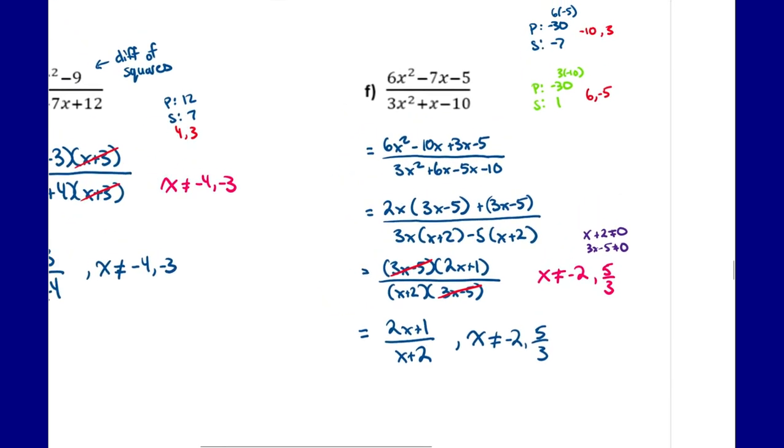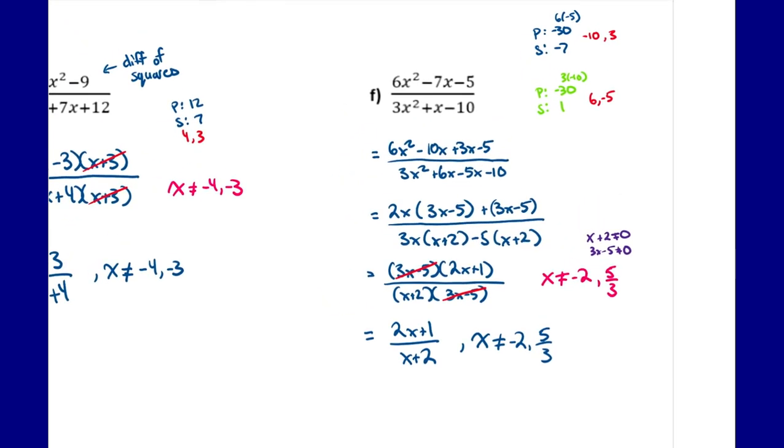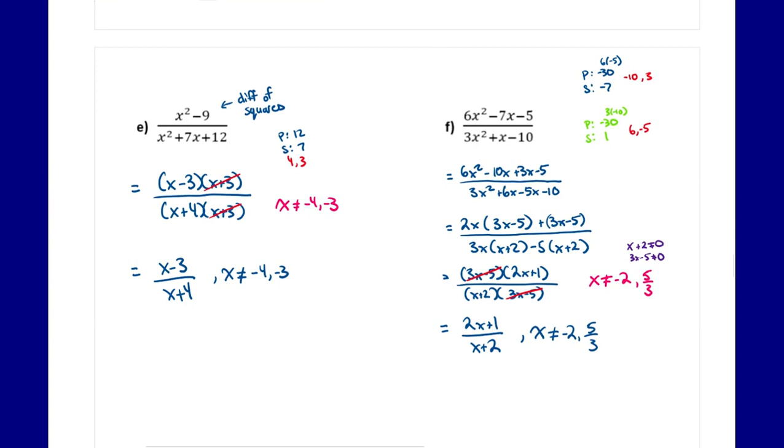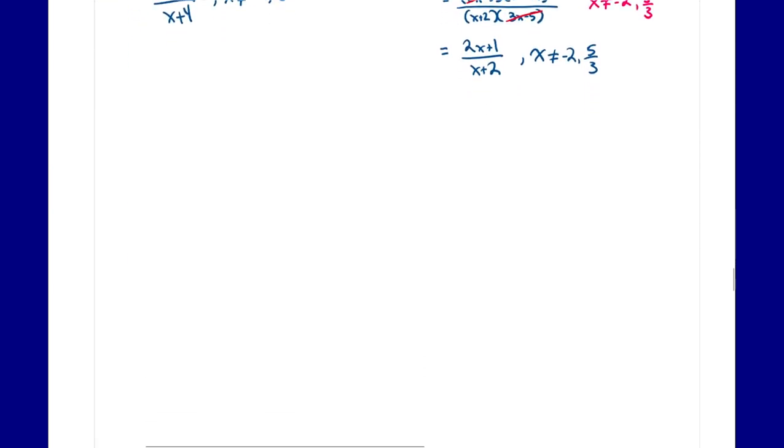So a lot of things going on in this one, right? We had to factor complex trinomials for both parts, and then we had to look for restrictions and then cancel things out to simplify our expression. So that's just looking at rational expressions. We haven't had to do any multiplying or dividing. That's going to be what we look at next.